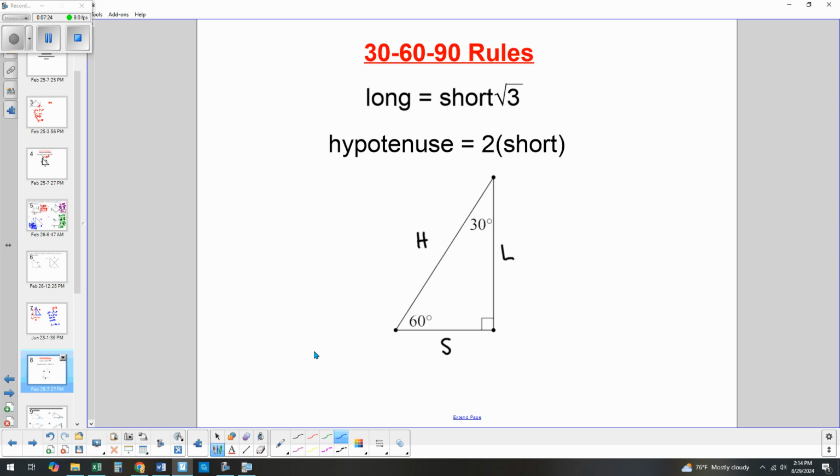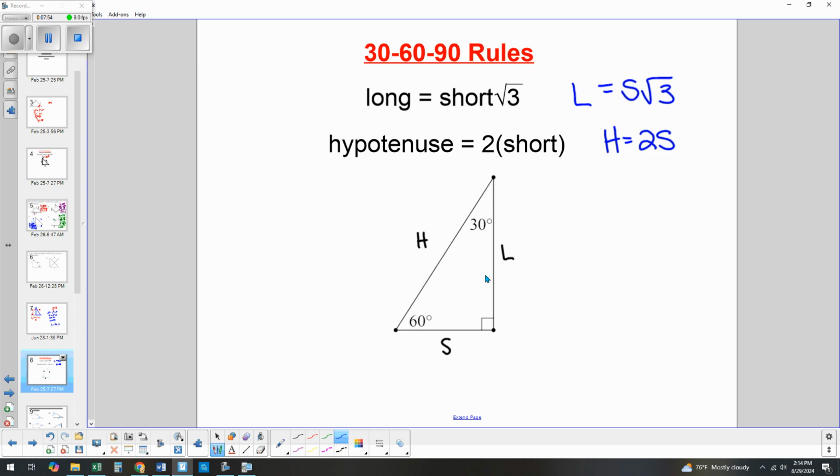So now we have rules for the 30, 60, 90 triangle. Notice this one I labeled with uppercase letters because I just wanted to differentiate it from our 45, 45, 90. And we have two formulas because there's 3 variables now. The long leg is equal to the short leg times the square root of 3, and the hypotenuse is equal to 2 times the short leg. I will again write them out in letters. L equals S root 3, and H equals 2S.